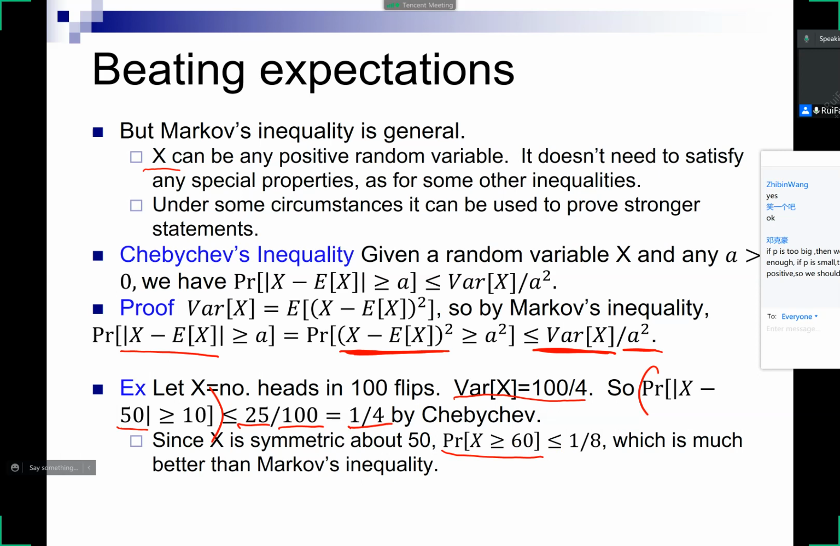Now, if you compare this to Markov's inequality, there we only said that the probability of this happening is less than 5/6. So you can see that Chebyshev's is actually stronger than Markov.